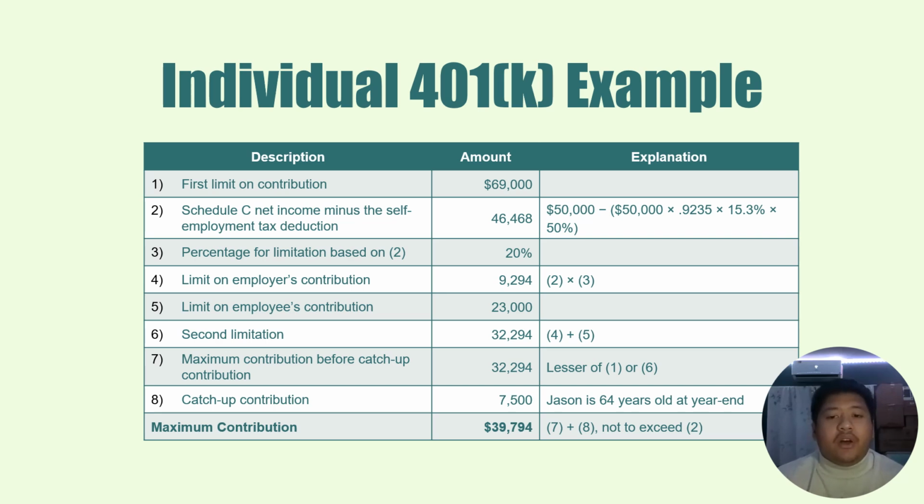To finish it off, since Jason in this problem is 64 years old, we are able to add in an additional 7,500. So with that add-on, his maximum contribution for his individual 401k would be $39,794, and as long as it doesn't exceed the number in line 2 in this table, this would be perfectly fine. But if, for example, Jason is around 49 or 48 years old, we wouldn't need to include the 7,500 there.